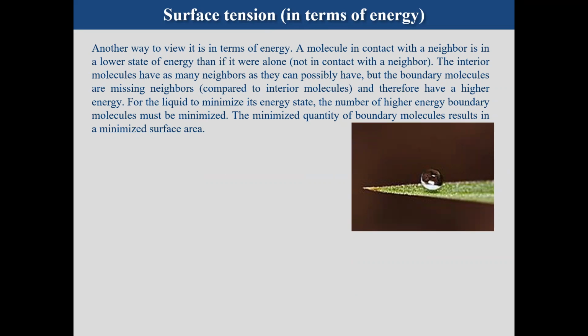For a liquid to minimize its energy state, the number of higher energy boundary molecules must be minimized. The minimized quantity of the boundary molecules results in a minimization of area. So we understand that it's a natural tendency to minimize the energy and go towards the ground state. And that is why, considering that the molecules on the outer edges or on the surfaces have higher energy, the surface area tends to always minimize. So surface tension actually comes because the liquid wants to reduce its overall surface area.